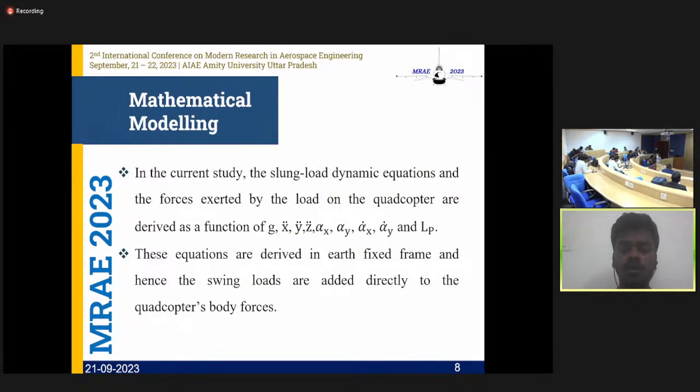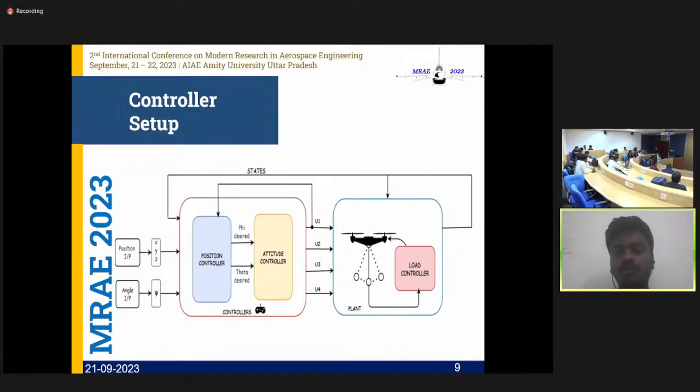So in order to model the slung load, we assume the slung load to be a pendulum in 3D space attached to a drone. And when this nonlinear equation was solved using Maple, we got that as a function of acceleration due to gravity g, the quadcopter's accelerations x double dot, y double dot, z double dot, and the swing angles alpha x, alpha y, the angular velocities alpha x dot, alpha y dot, and the length of the cable LP. So these equations are derived in Earth frame, and then the swing loads are added directly to the quadcopter's body forces. So now let's go to the controller setup.